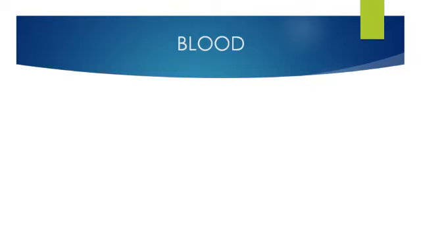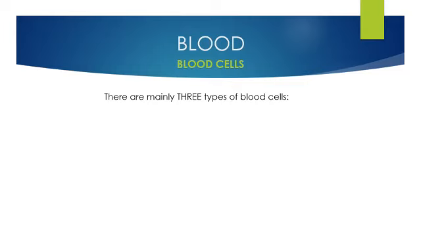With that said and done, we know a bit about the composition of blood. Since we know what plasma is, now let's look at the blood cells. There are many blood cells found in blood, so we'll look at each of them, but there are mainly three of them: the red blood cell, white blood cell, and the platelets. These are the three types of blood cells in blood.